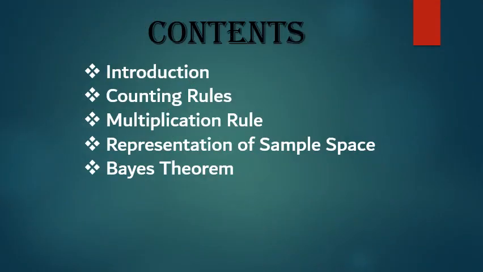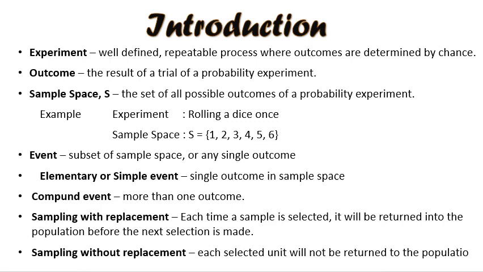For the content, first introduction, we have counting rules, multiplication rule, representation of sample space, and last Bayes theorem. So we go to the introduction first. This is the meaning of the terms in probability. We look at experiment. What is the experiment?